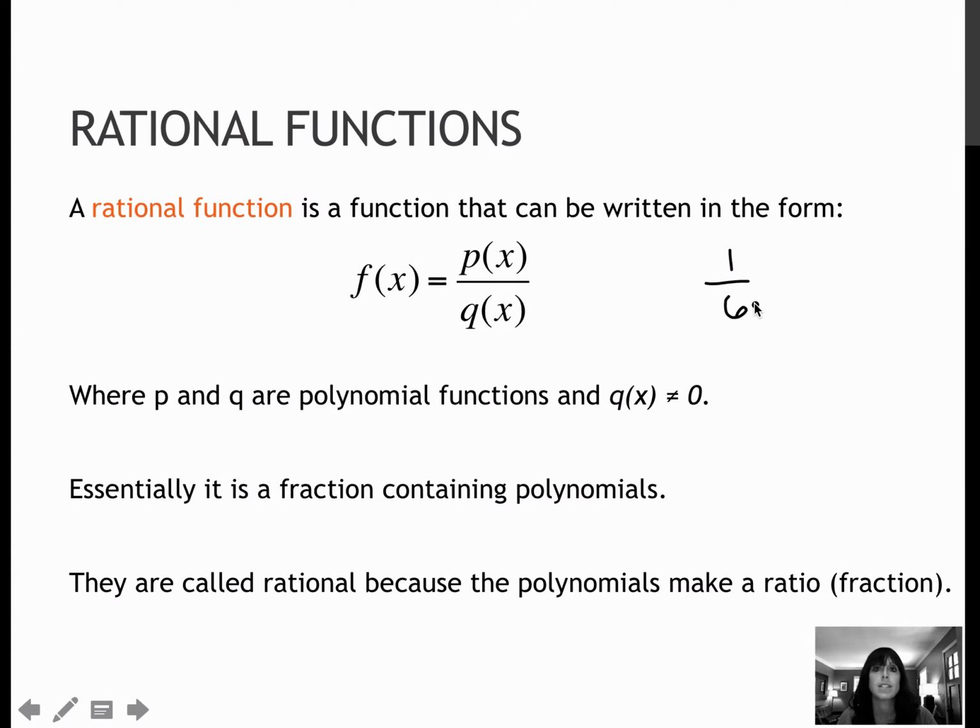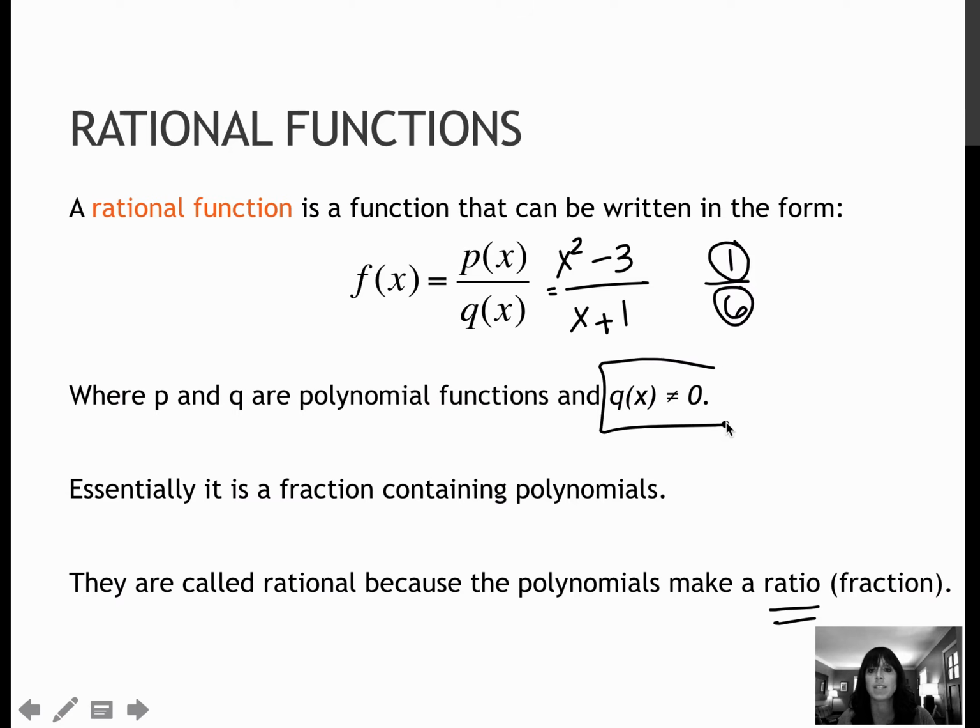We could say that 1/6 is rational because 1 is a constant and 6 is a constant. But typically when we're dealing with rational functions, which of course just means it's a ratio or a fraction, the numerator and denominator both will contain some sort of variable. Say (x² - 3)/(x + 1) is a typical rational function we might deal with.